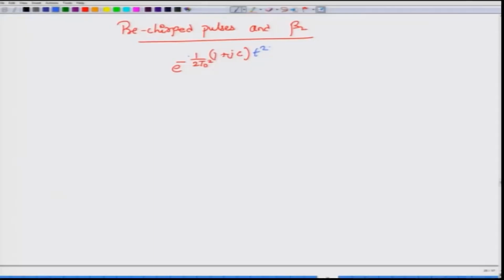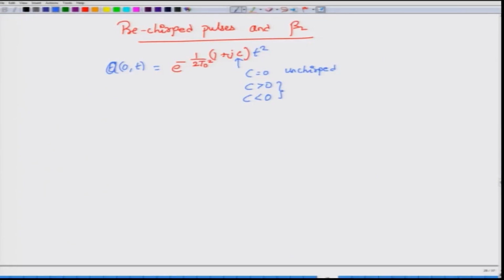The general expression for the electric field of a pre-chirped pulse, or at least the pulse envelope, apart from some constant which I have taken to be equal to 1, is that you do not just have e power minus 1 by 2 t square by t 0 square, but you actually have this parameter c, which is called the chirp parameter. Of course, when you put c equal to 0, you obtain no chirp, that is when you call the pulses unchirped, and when c is greater than 0 or c is less than 0, you get two different types of chirping. I am not going to carry out the mathematical details.